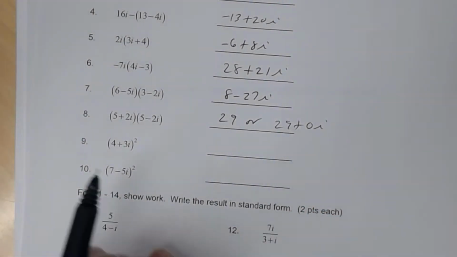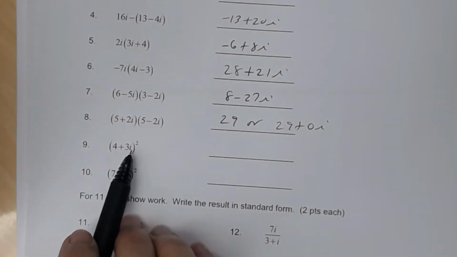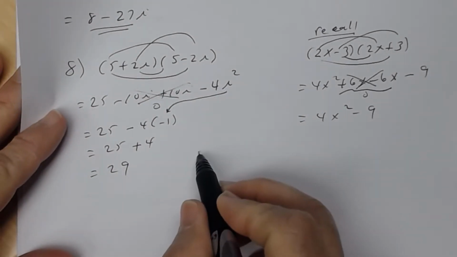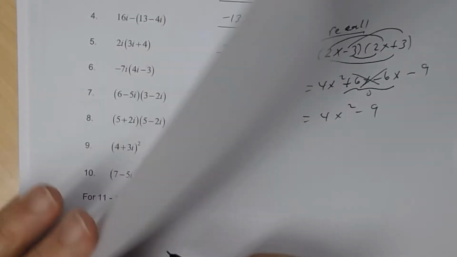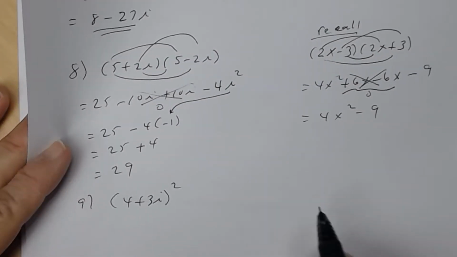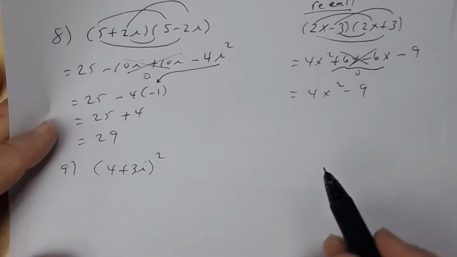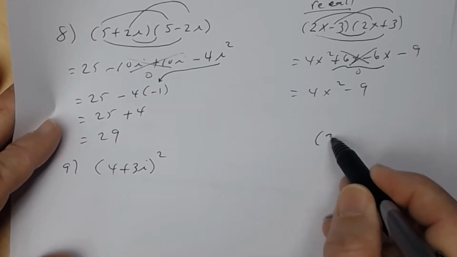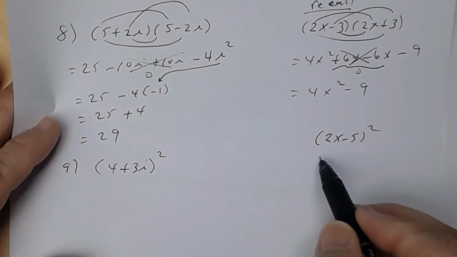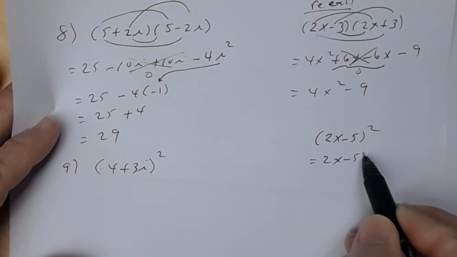Okay, number 9. Notice in number 9 you have 4 plus 3i. You have this complex number and it's being squared. So 4 plus 3i, squared. Okay, so remember in a previous course that if you had, let's say, 2x minus 5 and you're squaring it, what that meant was 2x minus 5 times itself.